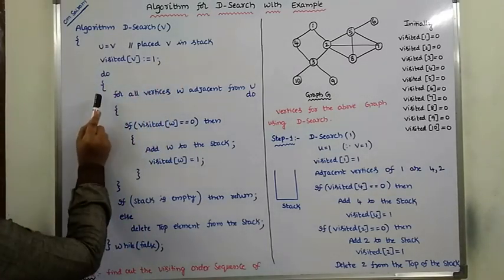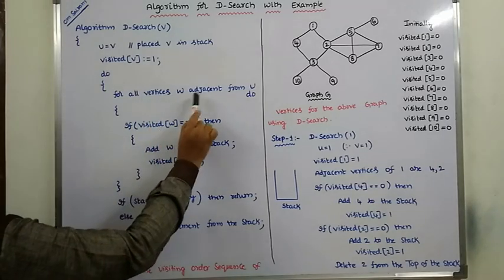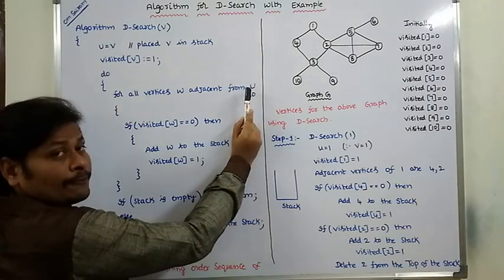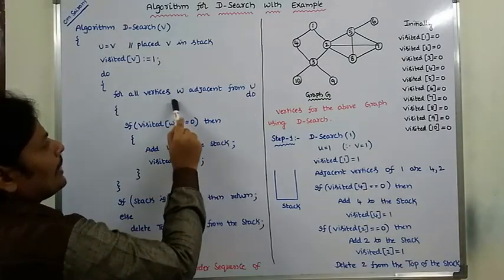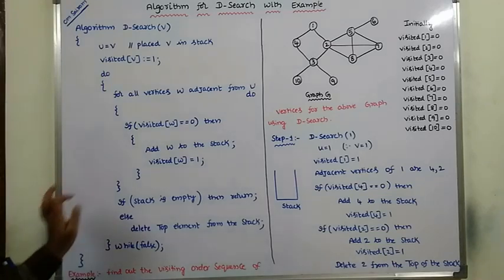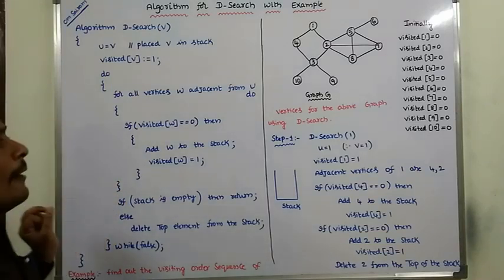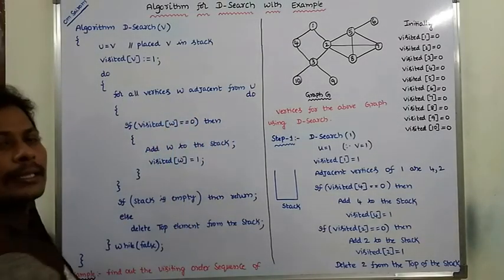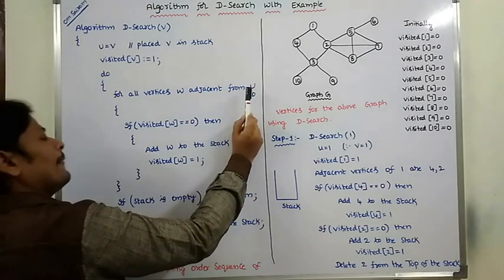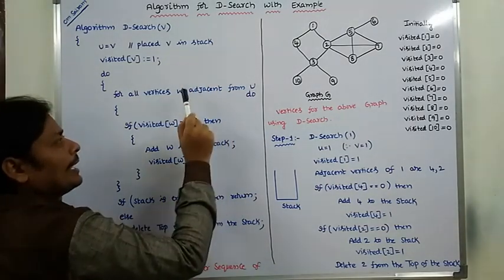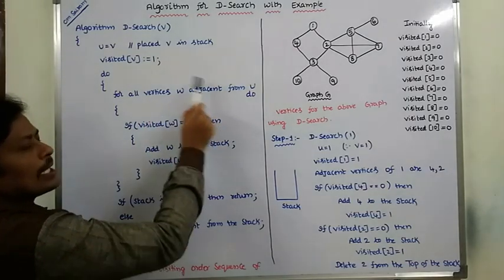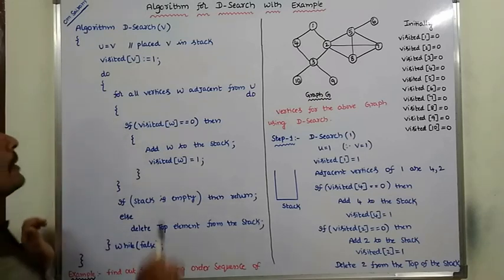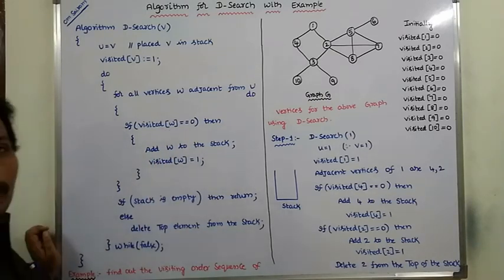Now do brace begin, for all vertices W adjacent from U do. What are the adjacent vertices for U? Find all the adjacent vertices of vertex U, and those adjacent vertices are treated as W. If vertex U has adjacent vertices, this condition is true, so go to the for loop. Brace begin, if visited of W is equal to 0.